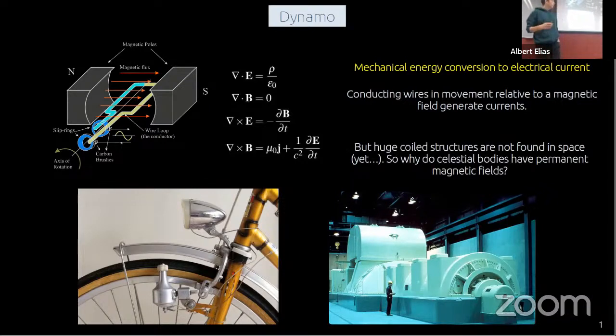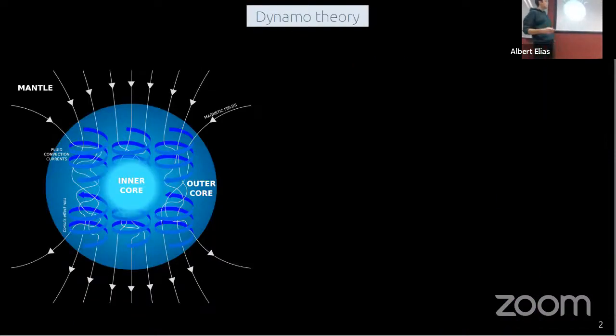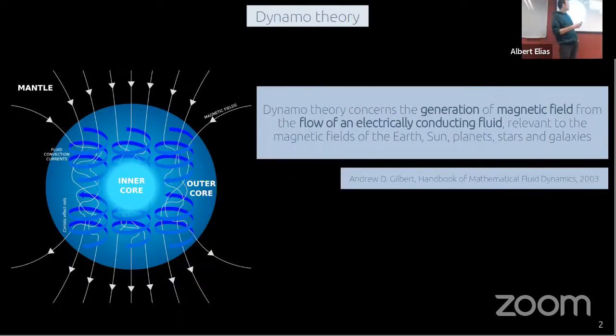But these huge, well, huge or not so huge, coil structures are not found in space. So why do we find magnetic fields in planets or galaxies and stars? To explain that, we need to go one step further, which is dynamo theory. And dynamo theory concerns the generation of magnetic fields from the flow of an electrically conducting fluid. That's the important part, electrically conducting fluid, which are not wires, but a complex movement of electrically conducting fluid, which is relevant to the sun, planets, stars, and galaxies.